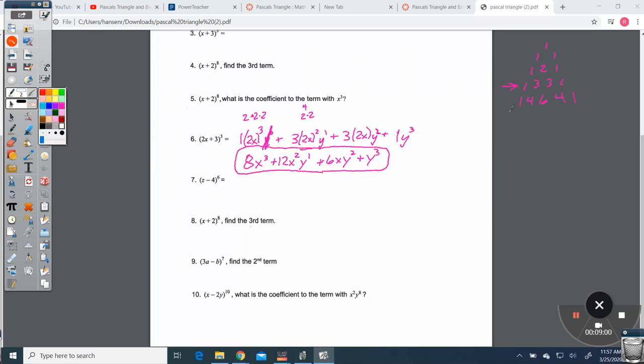Let's continue on with our Pascal's triangle. 1, 5, 10, 10, 5, 1.